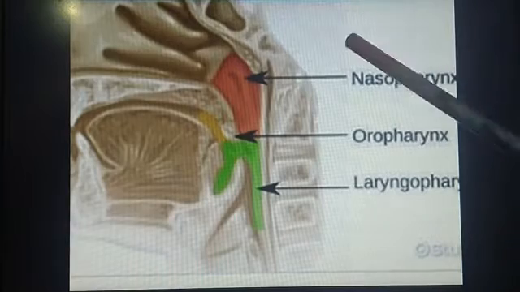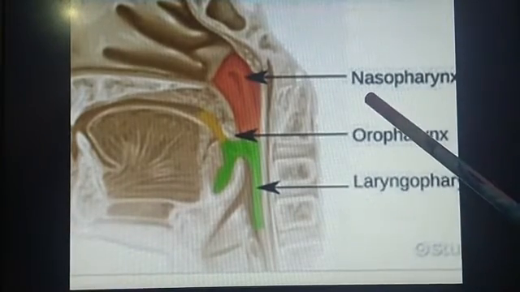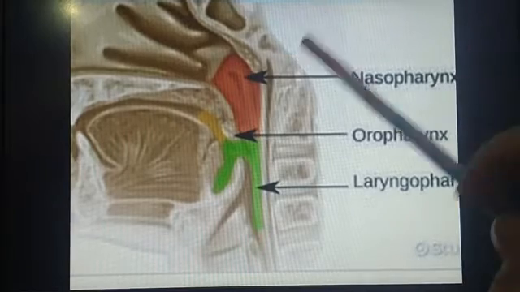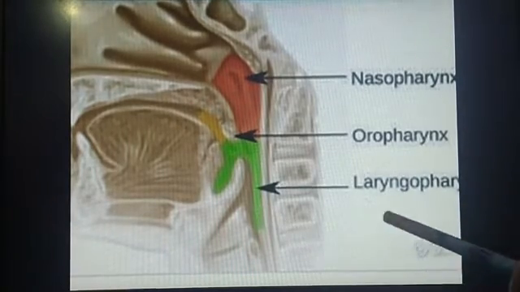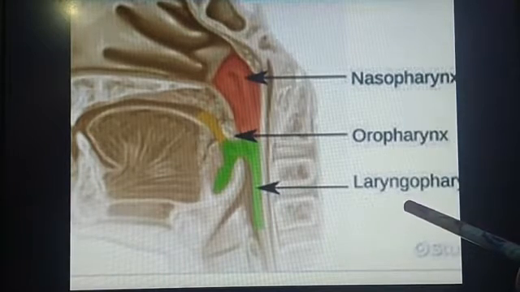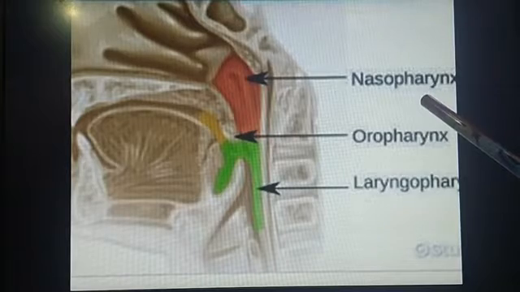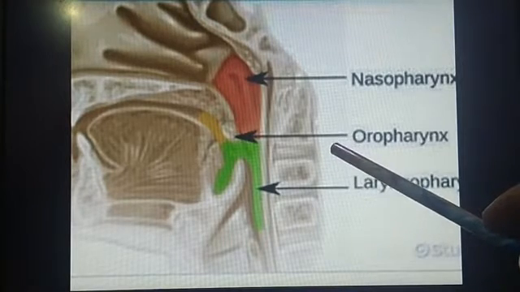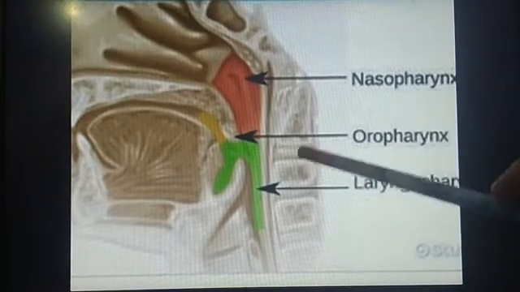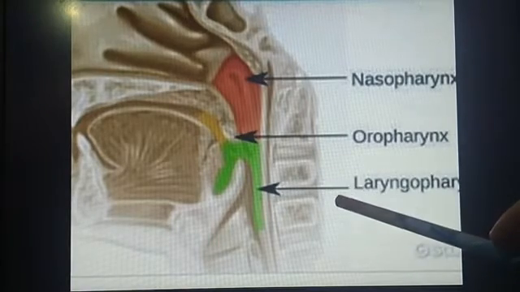Pharynx is divided into three parts: the upper nasopharynx, the middle oropharynx, and the lower laryngopharynx. The upper part allows air to pass through it. The middle part allows both food and air to pass, and the lower part of the pharynx is meant for food to pass through.